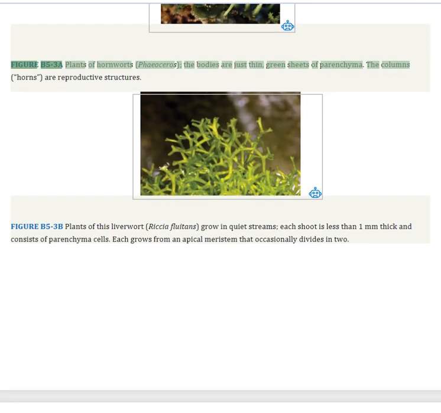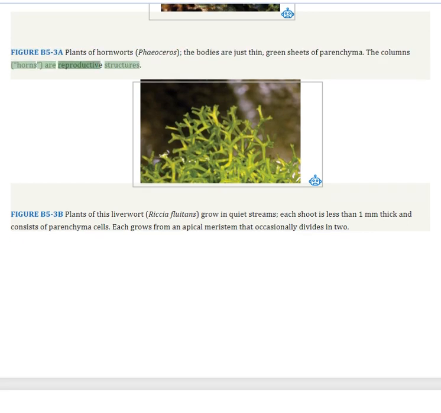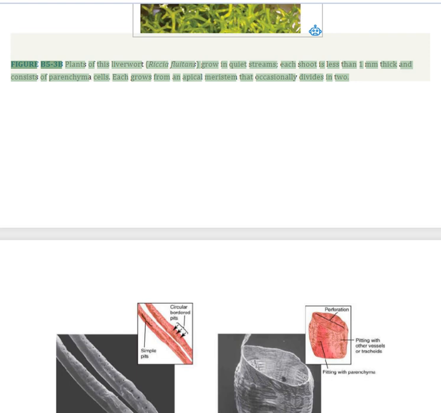Figure B5.3a: plants of hornworts. The bodies are just thin, green sheets of parenchyma. The columns are reproductive structures. Figure B5.3b: plants of this liverwort grow in quiet streams. Each shoot is less than 1 mm thick and consists of parenchyma cells. Each grows from an apical meristem that occasionally divides in two.